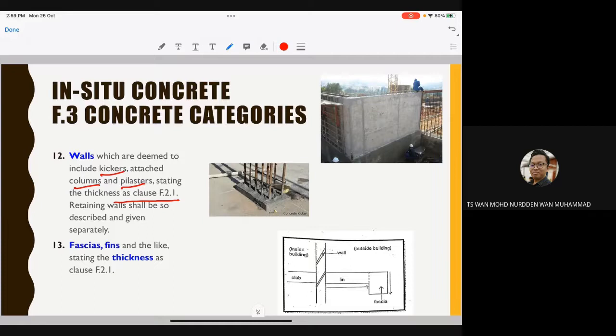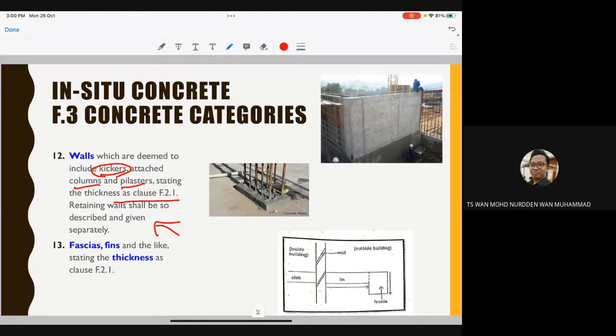Okay, returning wall shall be described and given separately. Okay, kalau kita ada buat returning wall, kita kena measure separately. Okay, so saya nak discuss apa maksudnya kickers. Okay, apa maksud kickers? Kickers ni maksudnya dia macam starting untuk konkrit lah.